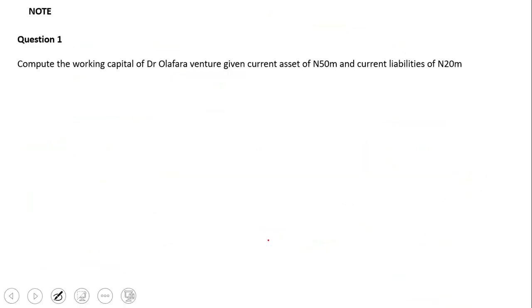Now let's quickly look at this first one, very simple. And like I said, ratios are not very difficult. There are key ones and you don't need to cram. Number one here, you are told, let's look at this. Solution. Compute the working capital of Dr. Olafare Venture, given current asset of 50 million and current liability of 20 million.